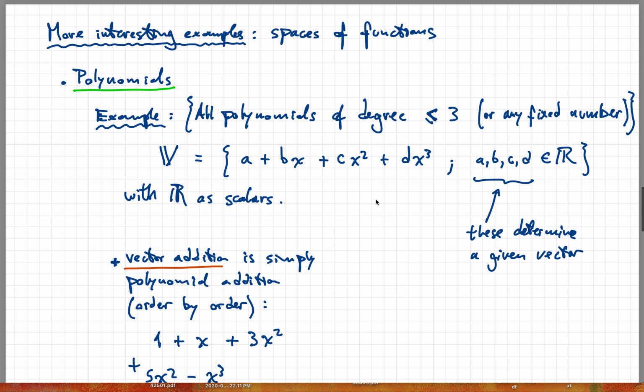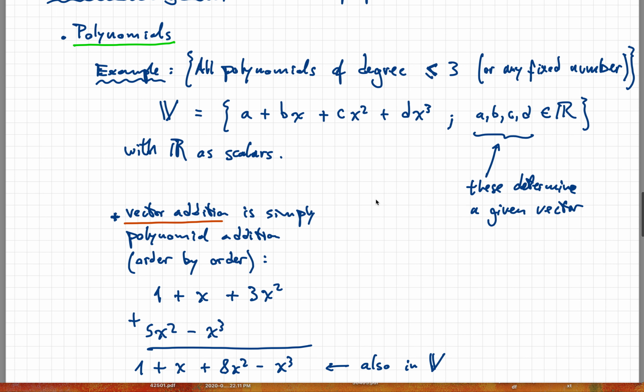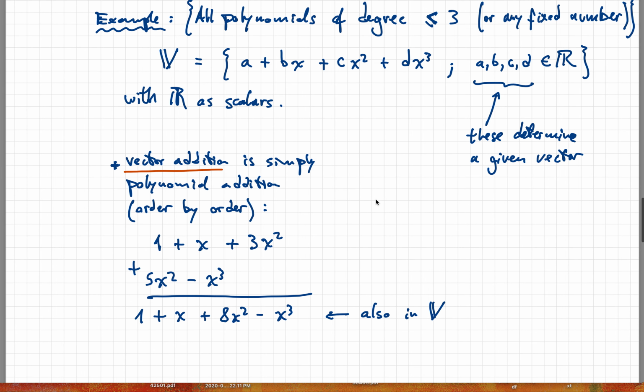And how do we define vector addition in this case? Well, it's simply polynomial addition, so it works order by order. So for example, if I take the polynomial 1 plus x plus 3x squared, and I add to that 5x squared minus x cubed, then I have to add it order by order. The second polynomial doesn't have an order 0, so the 1 just goes right through to the result. This doesn't have an order 1 either, so the x goes right through. Now I have an order x squared here and an order x squared here, and so those are added together to get 8x squared, and finally I get nothing here of order x cubed, but I have a minus 1x cubed here, so that goes right to the result.